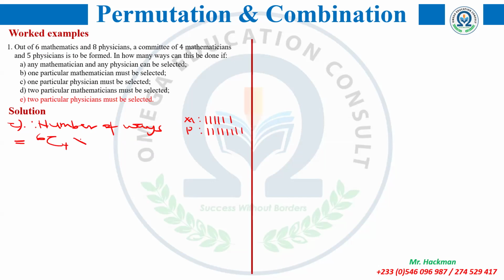Yes, please. Then times your restriction is on the second part, which is the physicians. Okay, physicians, what is the condition? One particular physician must be selected. So assuming this is the particular physician who must be selected. Okay, so once that person is selected, physicians, how many of them must be part of the committee?